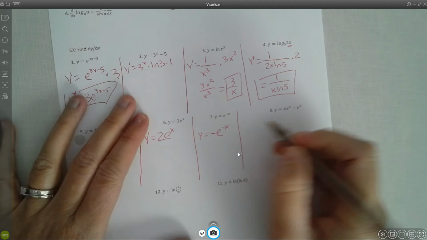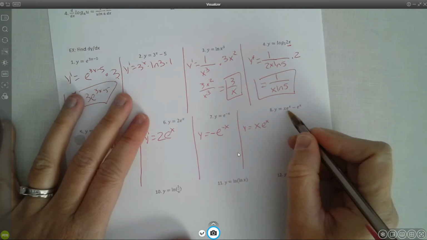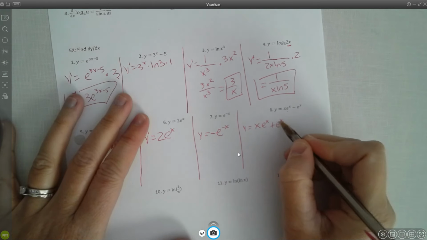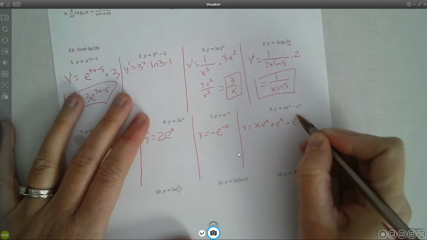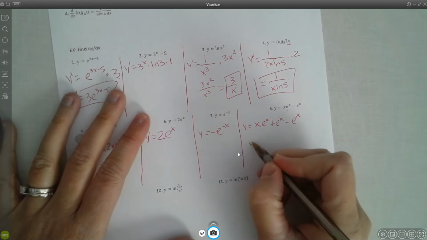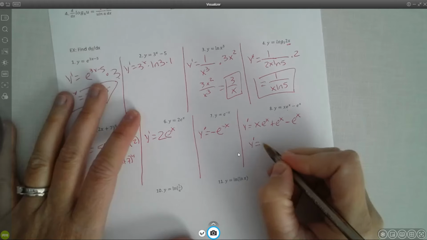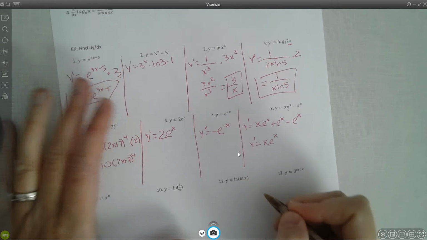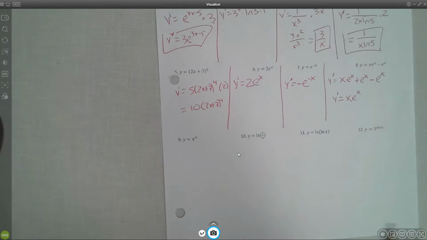For number 8, the product rule, I'm going to leave my first alone times the derivative of the second, plus second alone times the derivative of the first, which is just 1, minus the derivative of e to the x is e to the x. So in this case, these two actually cancel out for me. The first derivative is just x e to the x. Down here, go ahead and pause the video before I start telling you.